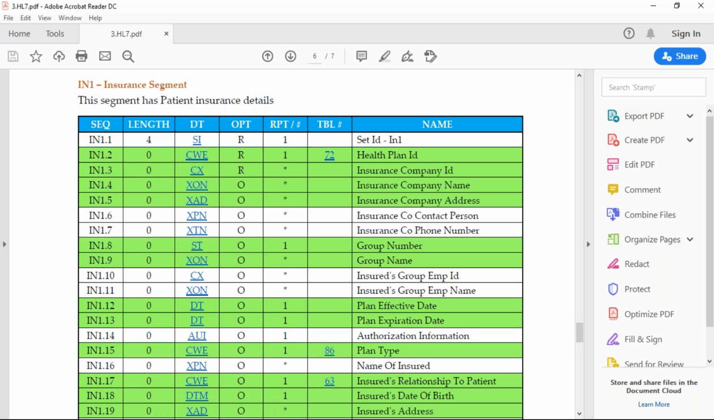IN117 is going to indicate the insured's relationship to the patient. This is the same as what we saw earlier in the guarantor segment, where we have the guarantor's relationship to the patient. That same value will be seen here as well. It can be spouse, child, grandparent, grandchild, guardian, or anything. So the insured's relationship is also very important. As I said, it plays a major role.